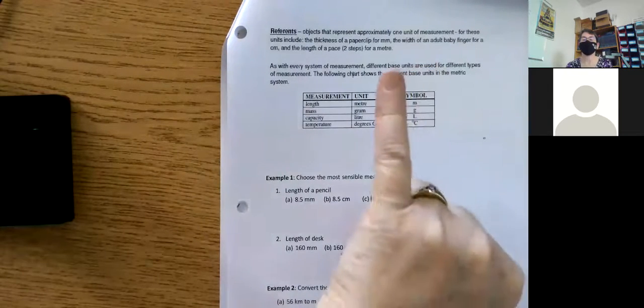Okay, the width of your pinky finger, oh my goodness, it looks really fat today, is basically a centimeter, and the length of a pace is a meter, but the length from your nose to the end of your fingers is going to be pretty close.